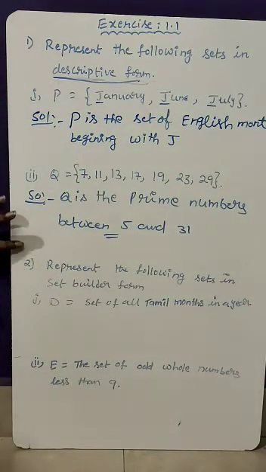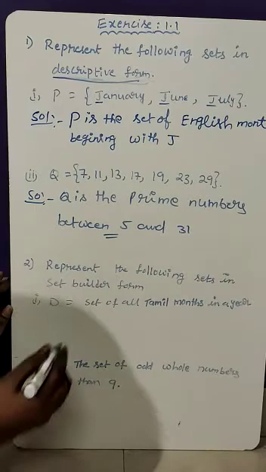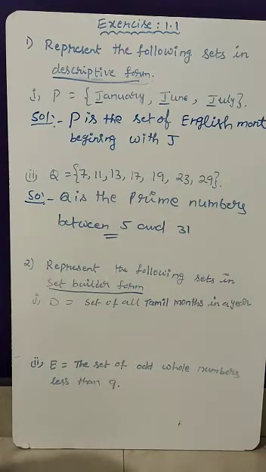And then the second question is, represent the following sets in the set builder form. What is the definition of set builder form? All the elements are described by a rule. That means x such that x, you have to use here also. That is the first question. D is equal to the set of all Tamil months in a year.